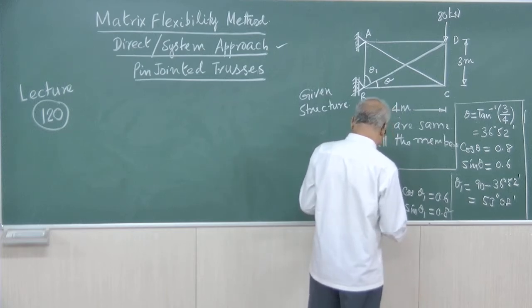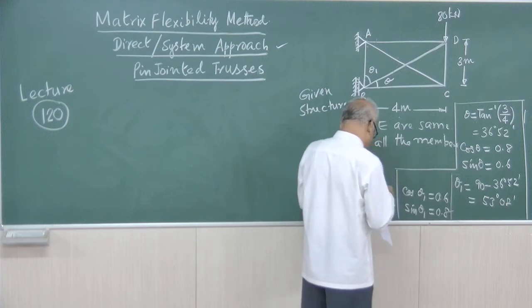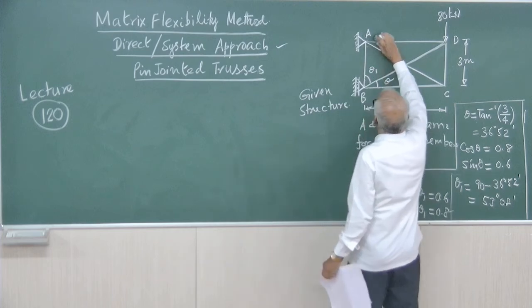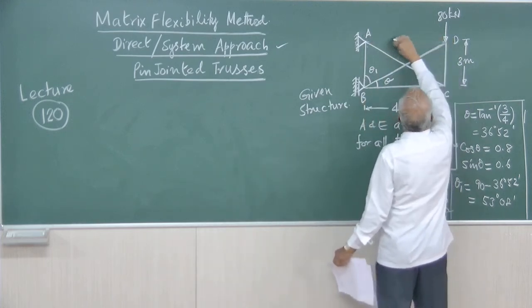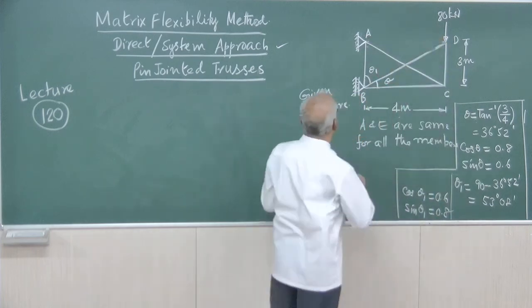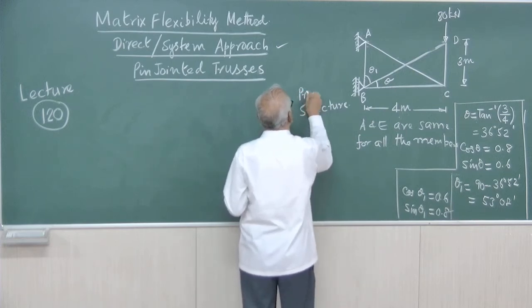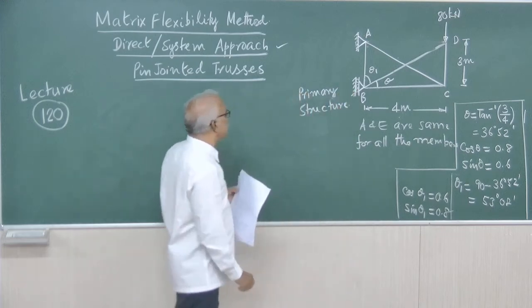Now, let us remove the horizontal member AD. Let us treat that this is extra. This is treated as the redundant member. We remove this member and make the structure statically determinate. Now, this is the primary structure.